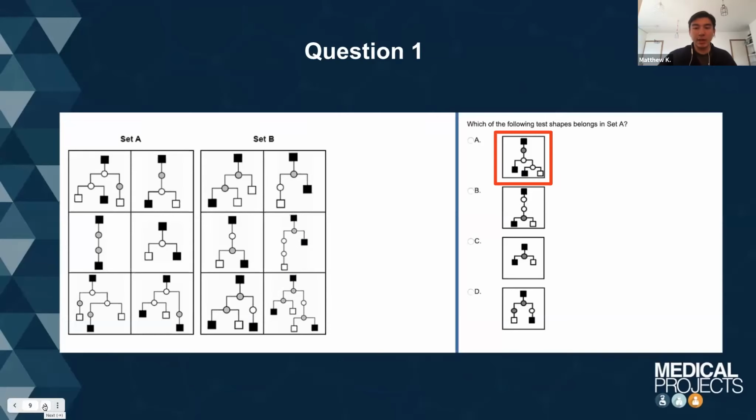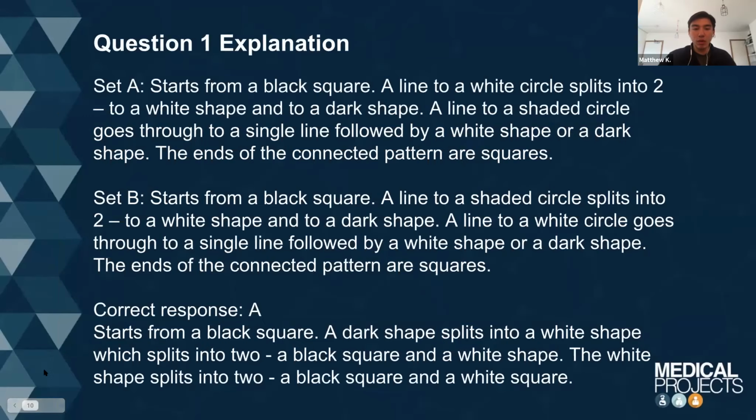But going back to the explanation anyway. As you can read, set A starts from a black square, and then a line to a white circle splits into 2. A line to a shaded circle goes through a single line followed by a white shape or a dark shape. The ends of the connected pattern are squares. Set B also starts from a black square. A line to a shaded circle splits into 2 to a white shape and a dark shape. A line to a white circle goes through to a single line followed by a white shape or dark shape, and the ends of the connected patterns are square.